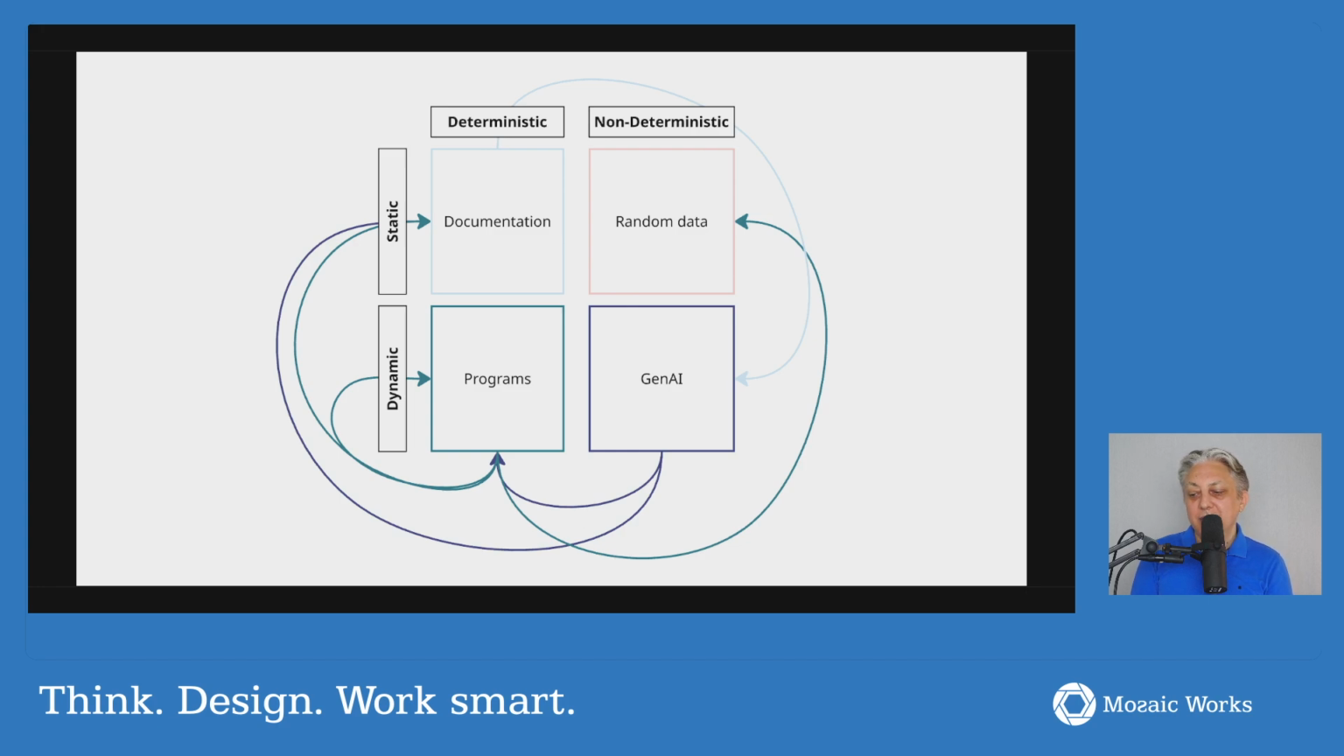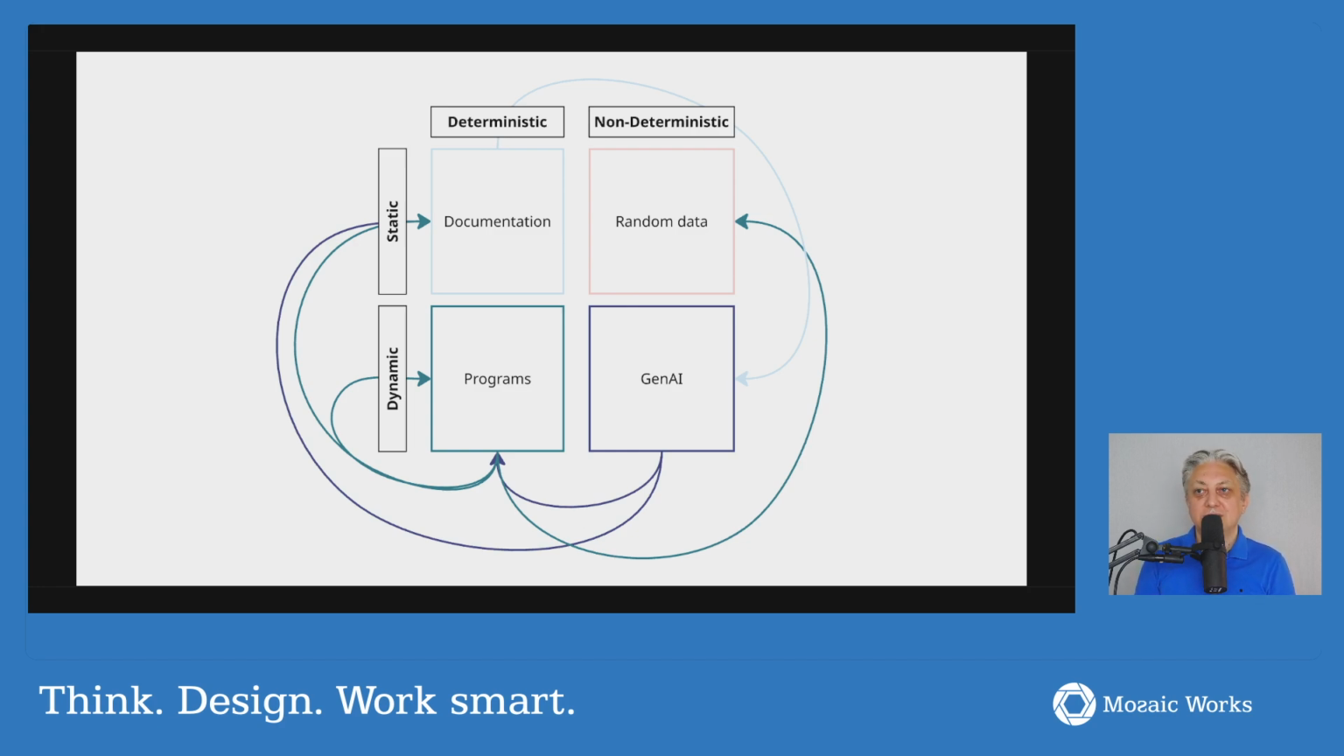And then we have dynamic and non-deterministic, which is GenAI. What I mean by this is if you pass in the same inputs, you might get different outputs from GenAI, depending on the temperature parameter that you pass in, but also on other factors, because they are fundamentally non-deterministic. And they are dynamic because for different inputs, you get different outputs.